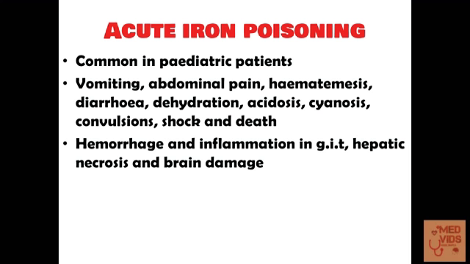Hemorrhage and death is very rare because usually when the initial symptoms start to manifest, the doctor should be aware that some complication is setting in, and he should stop the therapy, and he should make sure to do something to correct the situation so that the iron poisoning gets corrected and death can be avoided if proper intervention is provided. So hemorrhage and inflammation in GIT, hepatic necrosis, and brain damage are the pathologies which occur in a patient with acute iron poisoning, and these are responsible for all the manifestations.